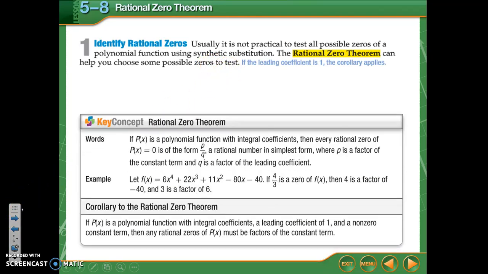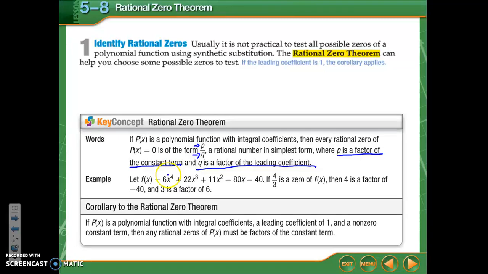So this is the rational zero theorem. It says that if p of x is a polynomial function with integral or integer coefficients, then every rational zero of my equation set equal to 0 is of the form p over q, which is a rational number in simplest form, where p is a factor of the constant term. This is important. p is a factor of the constant term, and q is a factor of the leading coefficient. So I'm going to take all of the factors of the constant term over all of the factors of the leading coefficient to get possible rational zeros.